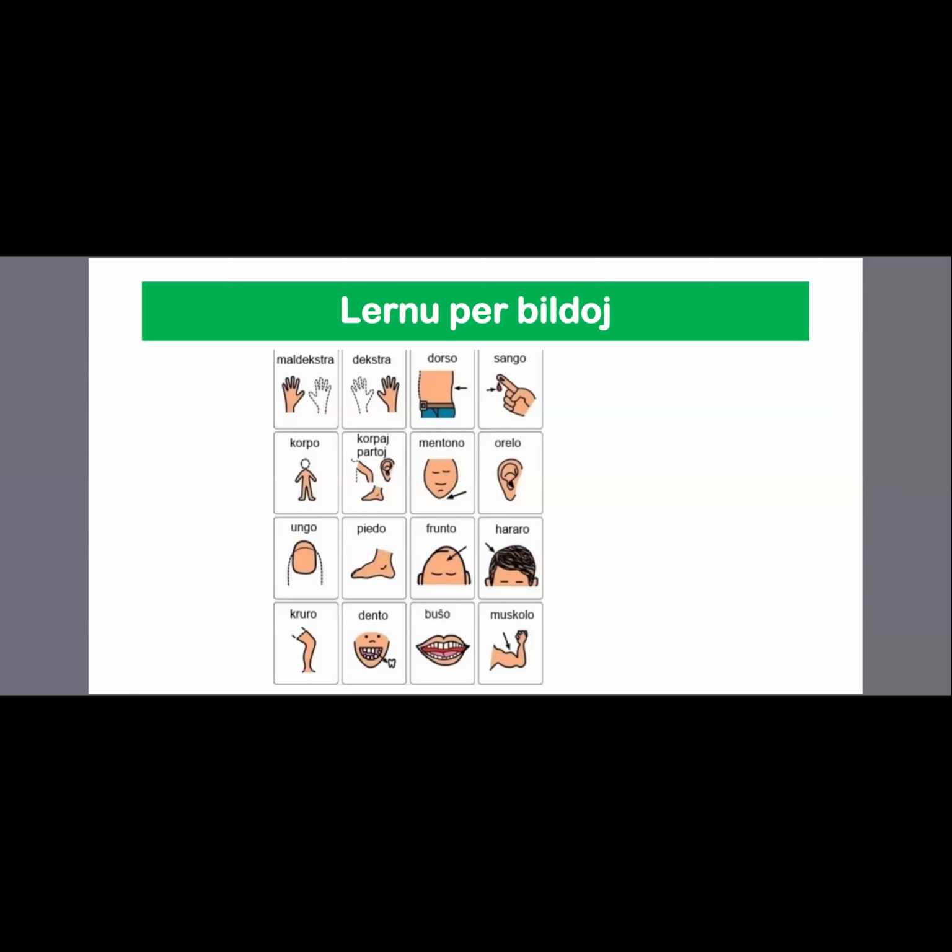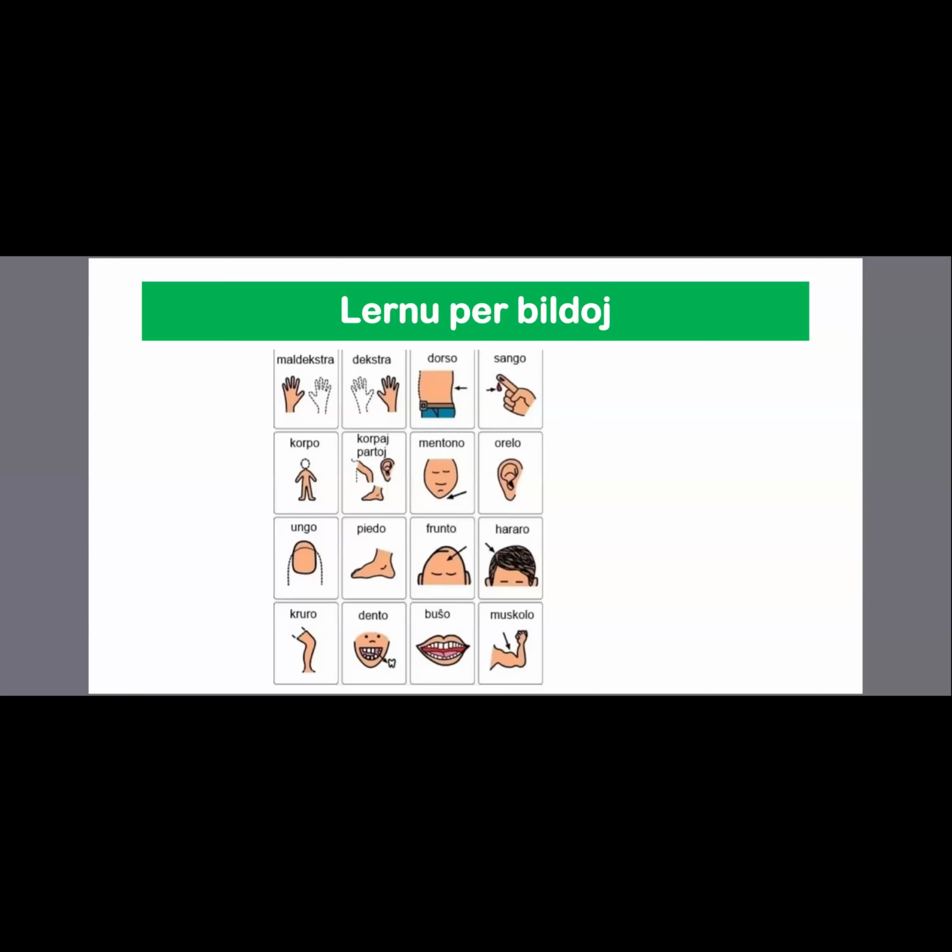Mentono is the part between your neck and your head, where you can find a beard. We call it mentono. Orelo is your ear. Ungo, what is ungo? I'm not sure, I think we should check. Piedo is your leg. Fronto is in your face, the place near your eyes. Ungo means nail. What? Nail. The nose? Ah, okay. So it's a nose. Ungo is your nose?